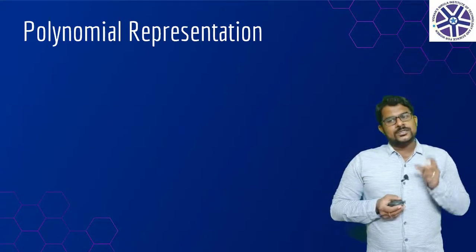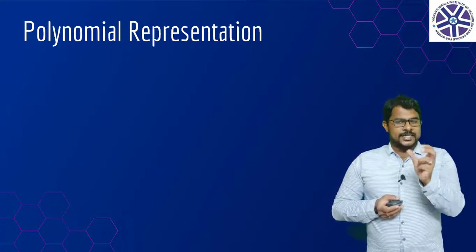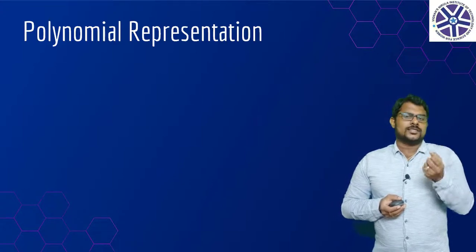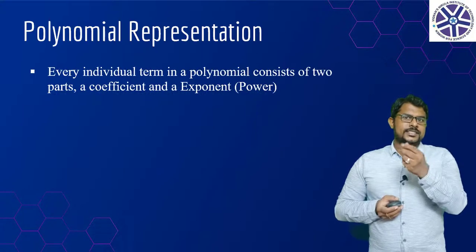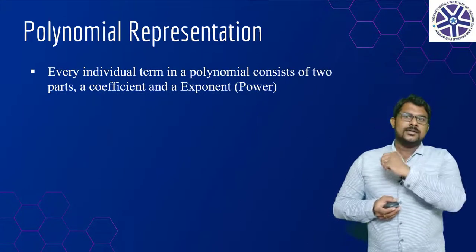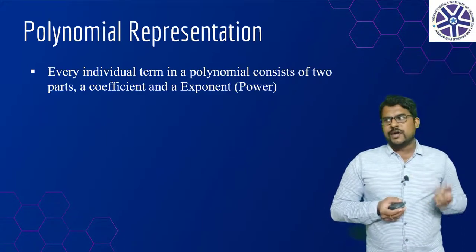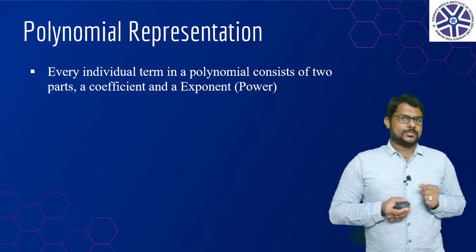Polynomial representation. Before the addition of these two polynomials, let us see how a polynomial can be represented using linked list. Basically, every polynomial contains terms, and each term contains two parts: coefficient and exponent. The coefficient is the one which is just before the x, and the exponent is nothing but the power of the particular x. So if you take 5x square, 5 is the coefficient and 2 is the exponent.